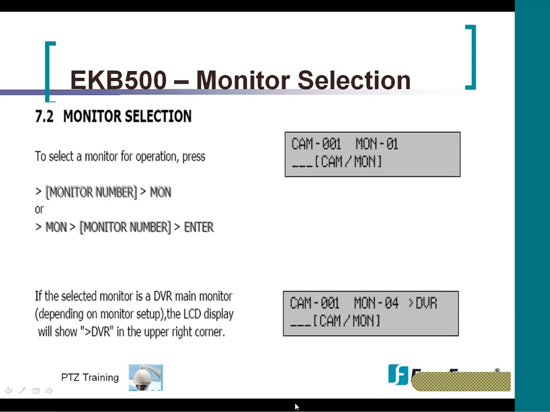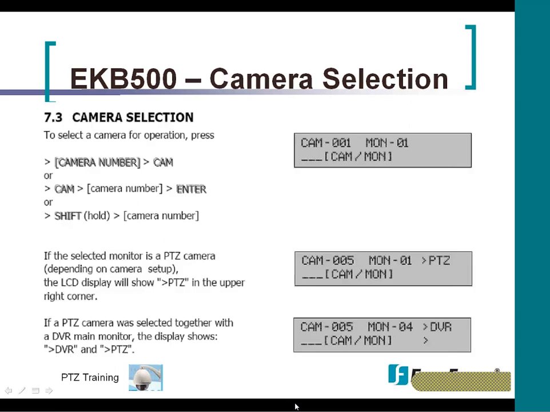You'll see down at the bottom, if you select a monitor as a DVR main monitor, depending on the monitor setup, the LCD will show DVR in the upper right-hand corner. So if you're controlling just the DVR with that monitor, it'll show you that it's controlling DVR. Now, setting up the camera, pulling up the camera selections, you're able to hit the camera number and then the cam button. You can hit the cam button, the camera number, and then the enter key. Or you can hold the shift key and hit the camera number, and that will pull up the camera.